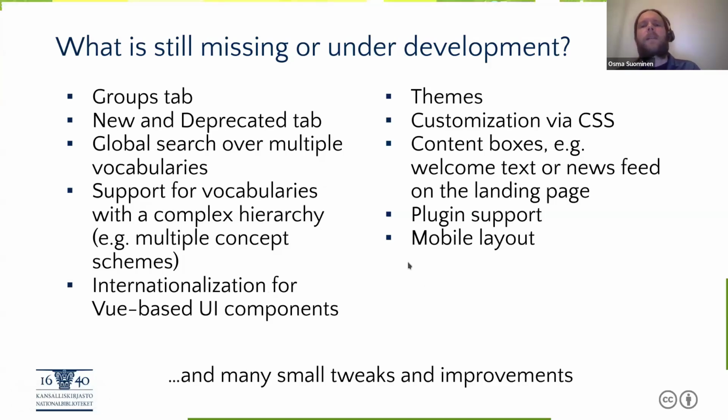So some of the view components have texts only in English at the moment. Then on the visual side, like I mentioned, we still don't have the themes. We still don't have an option of customization through CSS, at least not in an easy way. No support for content boxes. So if you want to place a welcome text or a news feed on the landing page, we would like to make it easy to do so, but it's not yet there. Plugin support is missing, and we're also planning for a mobile layout, but we haven't really started on that. And of course, all the time when you do development, there are lots of small details to fix, tweaks and improvements.